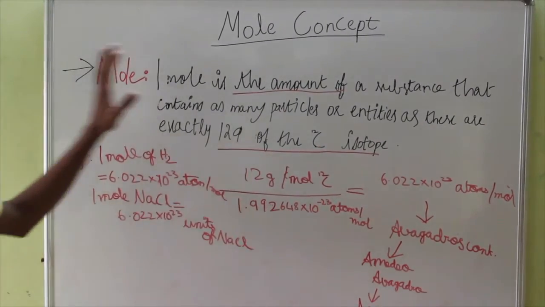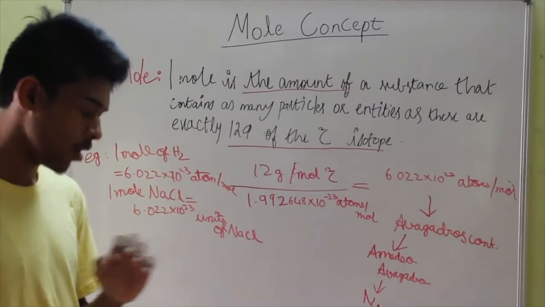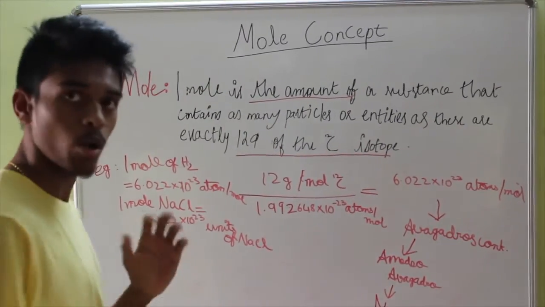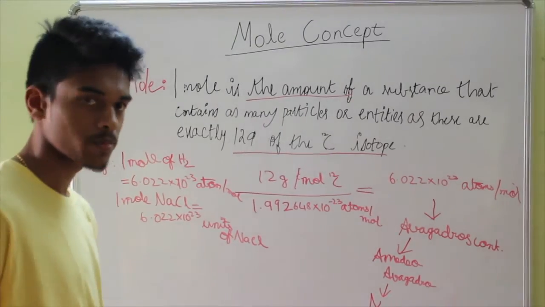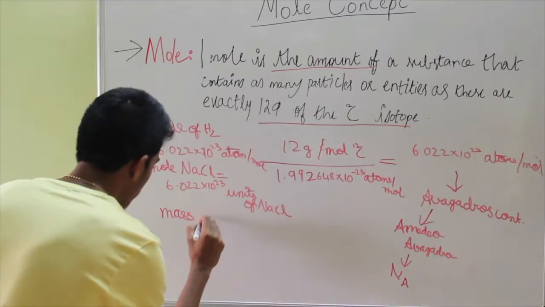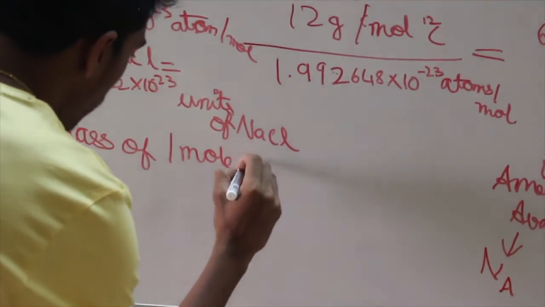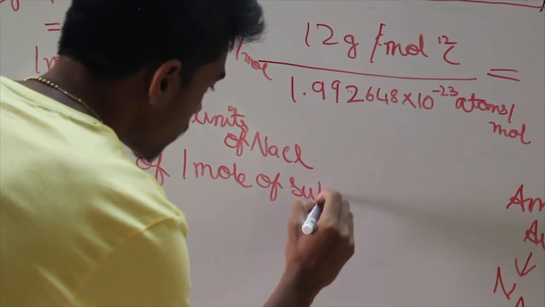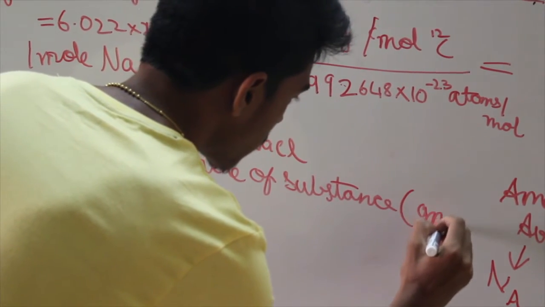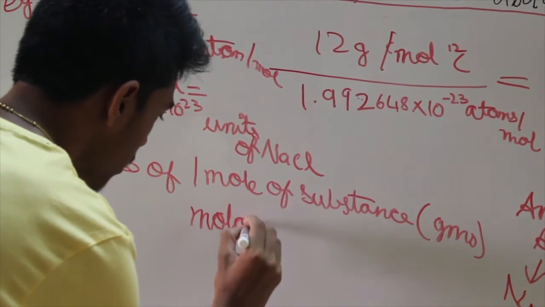Now from all of this, we derive that the mass of 1 mole of a substance in grams is denoted by molar mass. So the mass of 1 mole of substance in grams is molar mass.